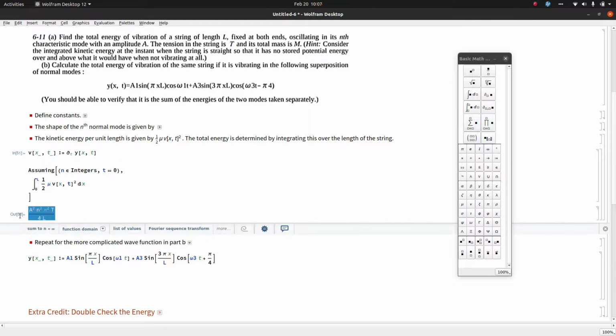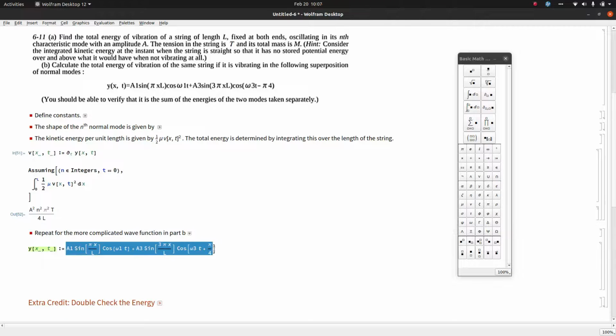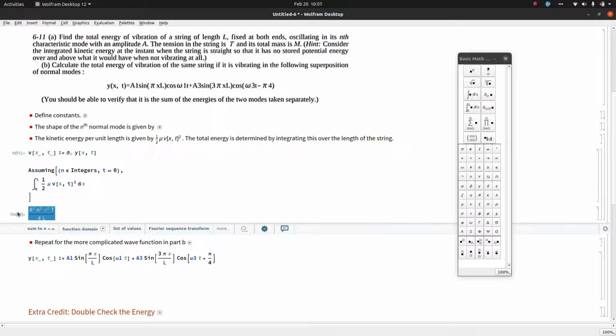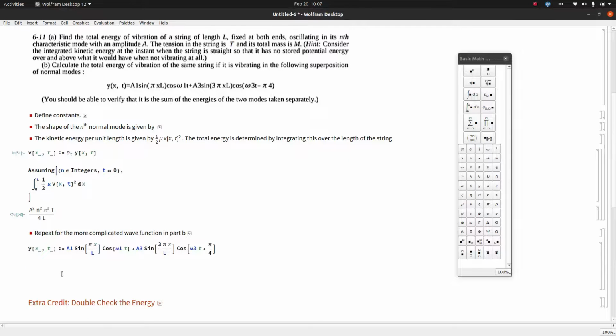Fortunately, we already know what the energy per mode is. We just solved that in part A. And here I just have two modes that are excited, and I can just copy straight from part A what the answer is.